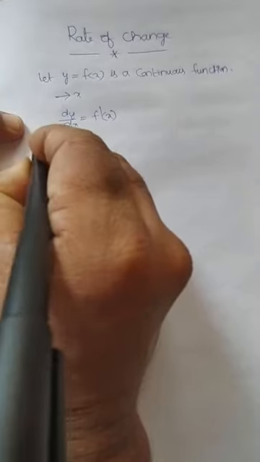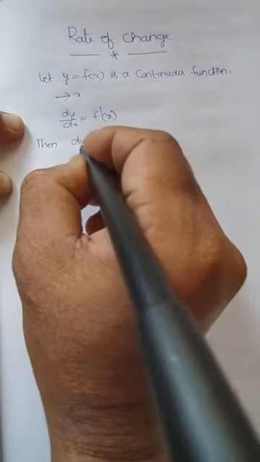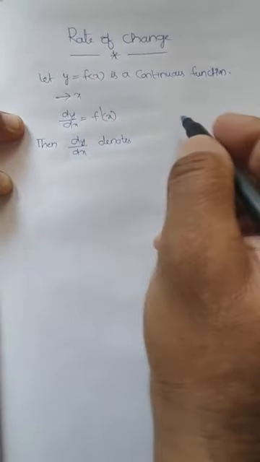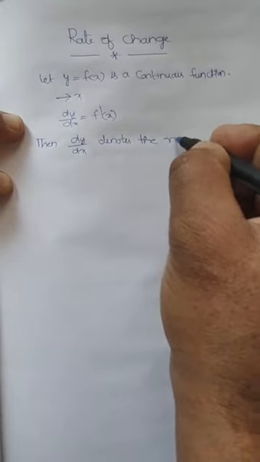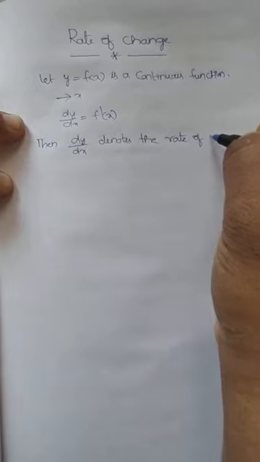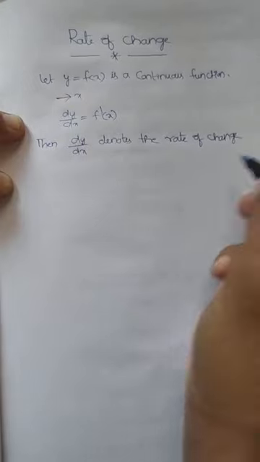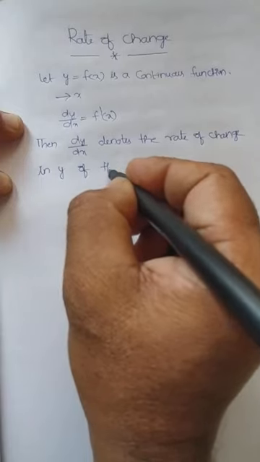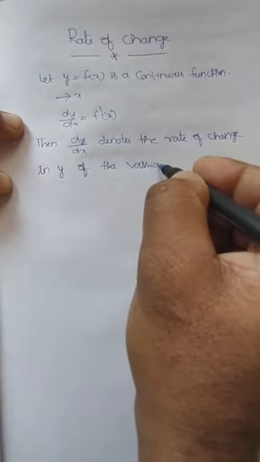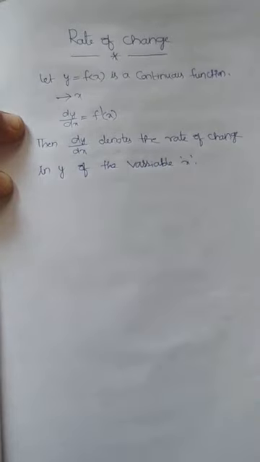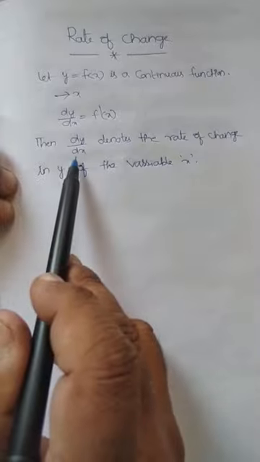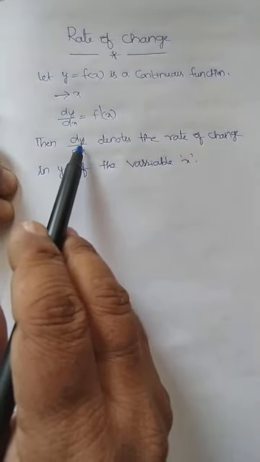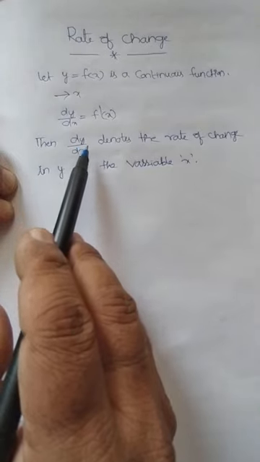So dy by dx denotes the rate of change in y of the variable x, and we give the units for this rate of change as units of y per unit of x.